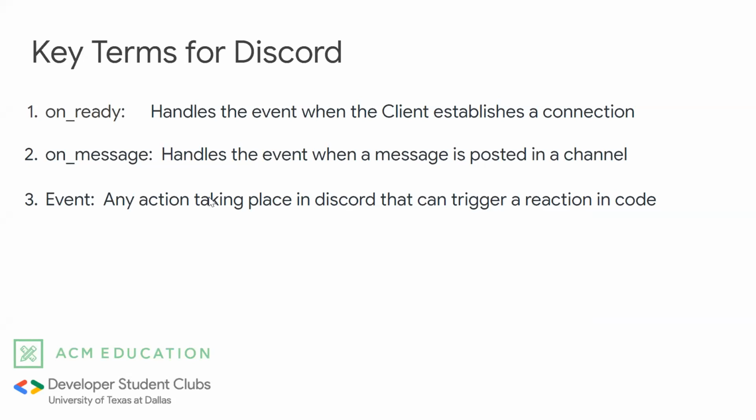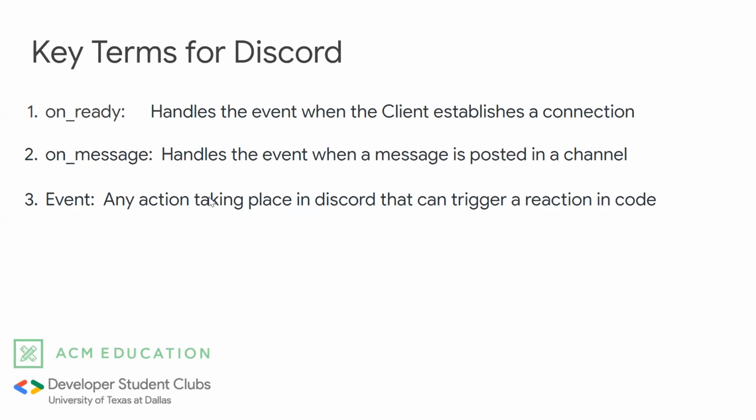The second important function is on_message. Similar thing, it handles the event when a message is posted in a channel that the bot has access to. So the bot is continuously reading all the messages that are coming in that channel. And every time it reads a message, the on_message function is called. And then inside it, we have if statements or anything else that determines how the bot processes that message.